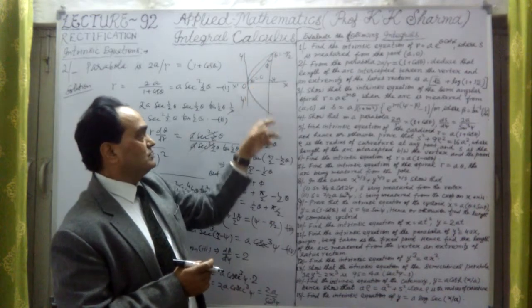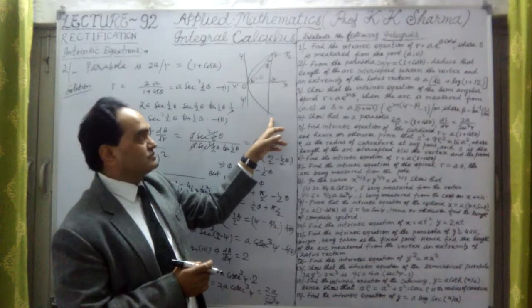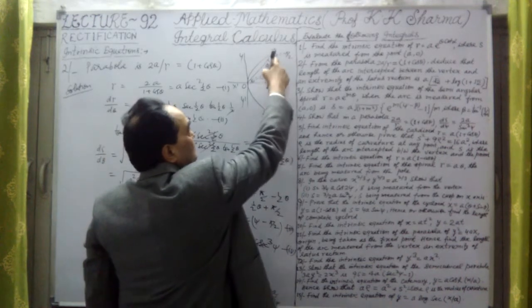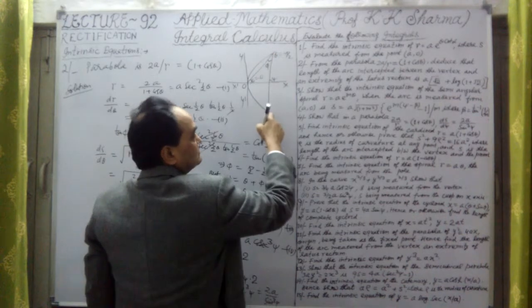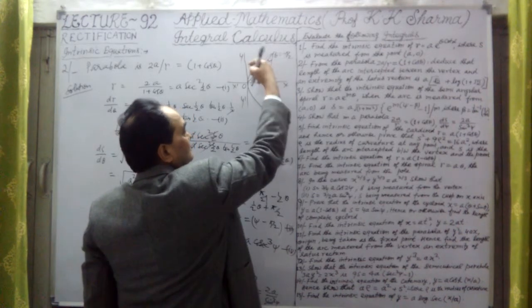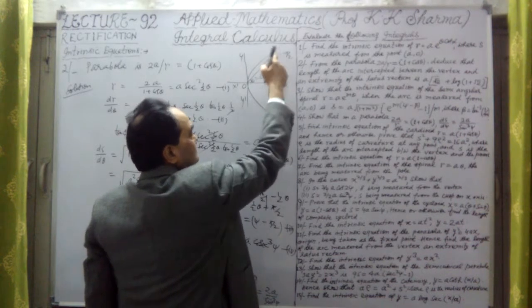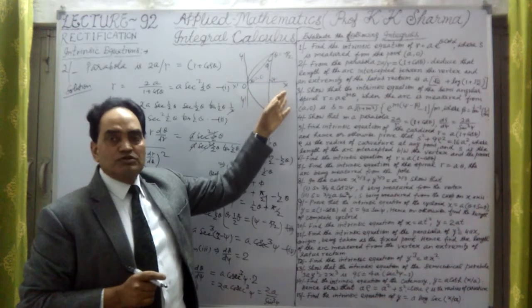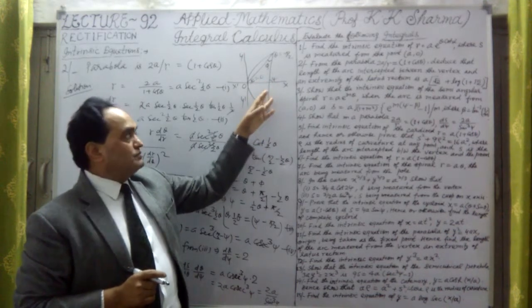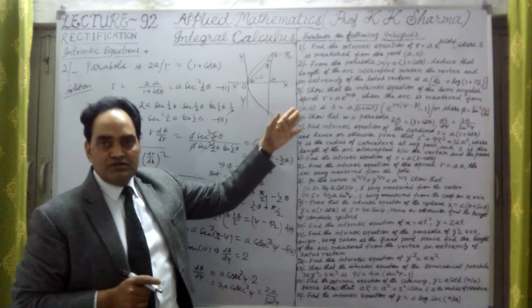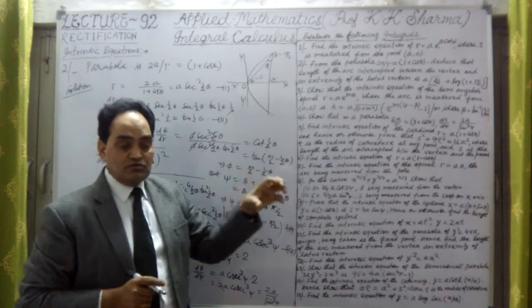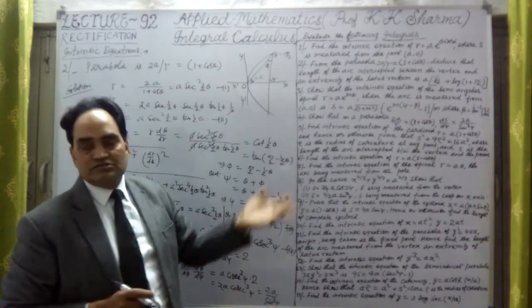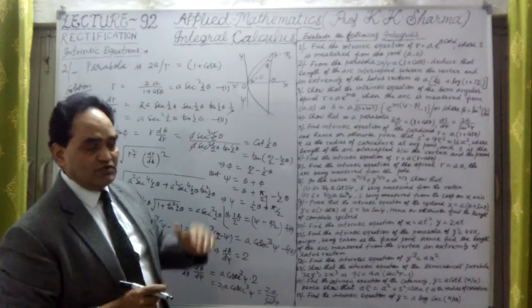So at one of the extremities of the latus rectum, this is the latus rectum, and this is one of the extremities, theta is minus pi by 2. The values of theta are to be converted into values of psi, which we will do, because s is first defined in terms of theta, and theta is finally converted into the angle psi, and then the relationship is obtained. That is the proper way of finding the relationship.